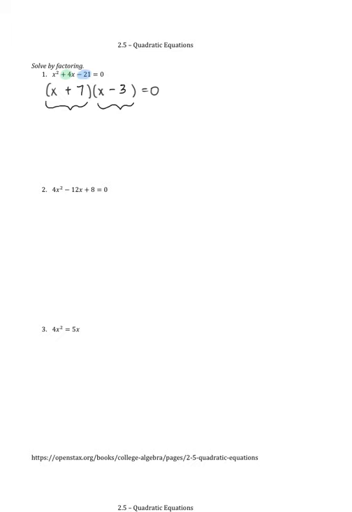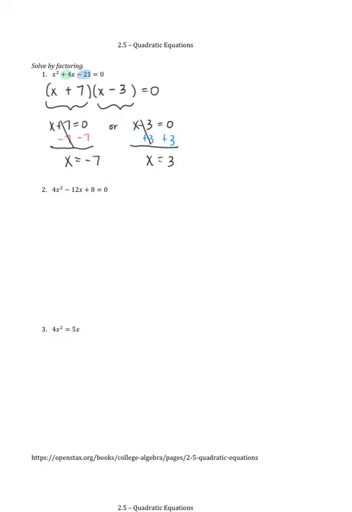So since we have a product, that means that one of these factors must be equal to 0, or they could both be equal to 0. So we can set each factor equal to 0 separately. And now we can see these are very easy to solve, right? For the first one, we simply need to subtract 7 from both sides to get the x by itself. So we get x equals negative 7. And for the second one, we need to add 3 to both sides to get the x by itself. And that'll give us x equals 3.